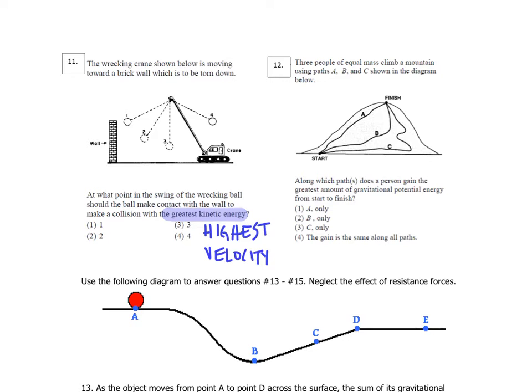In number 12, we're looking at three mountain climbers. We've got mountain climbers climbing path A, path B, and path C. Yes, some of them are taking a more direct path, some of them are taking a more indirect path. But the question is, which person gains the greatest amount of potential energy? Remember that potential energy depends on height.